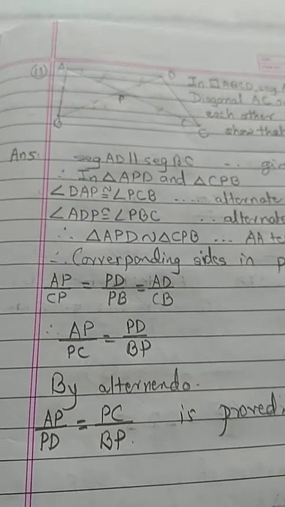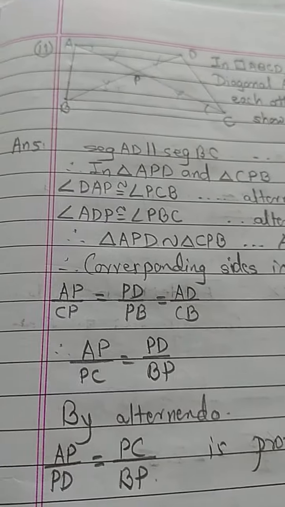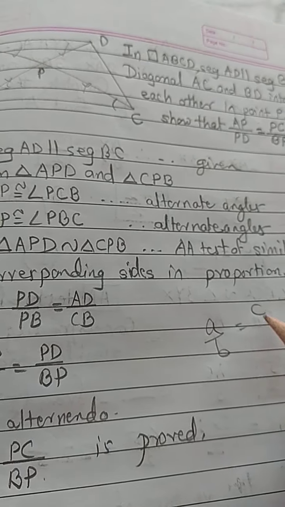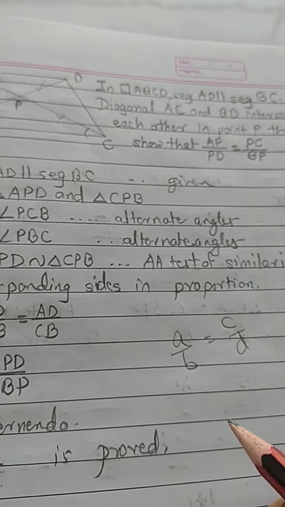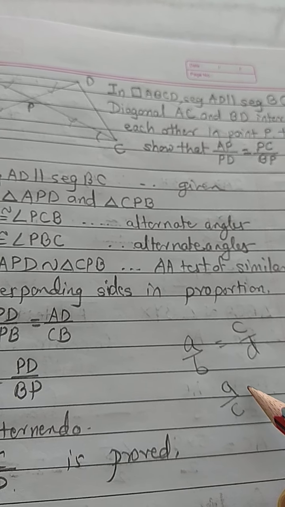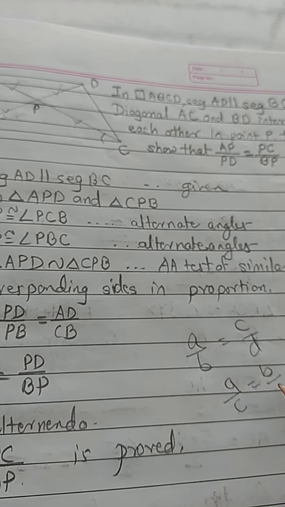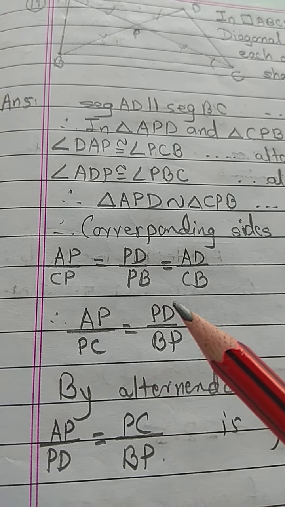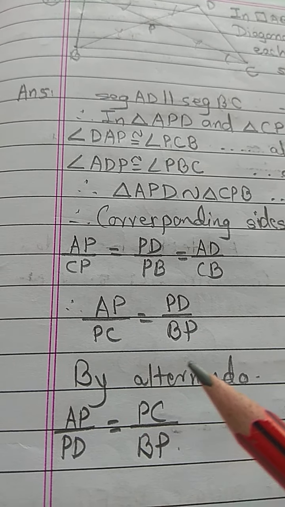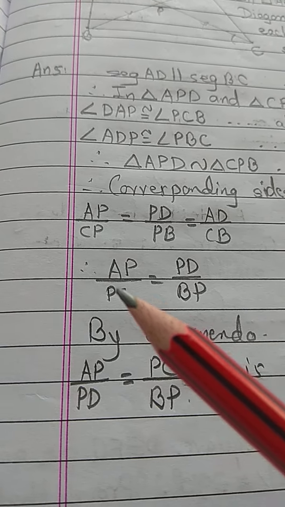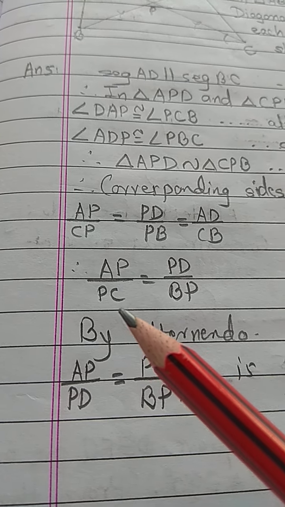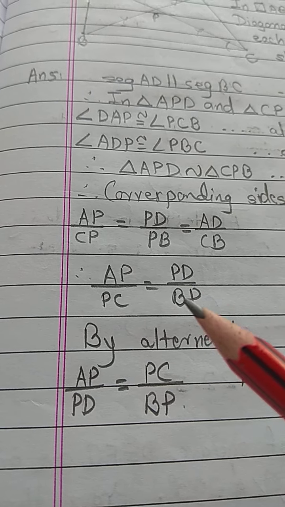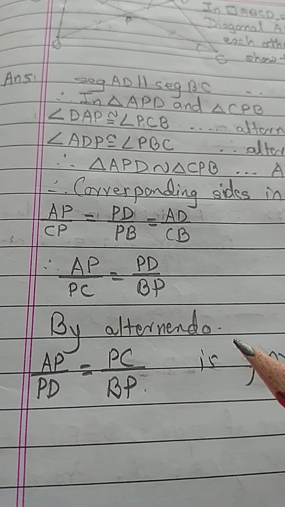By alternando. What is alternando? If A upon B is equal to C upon D, then by alternando we can write A upon C is equal to B upon D. That means numerator upon numerator should be equal to denominator upon denominator. So AP upon PD should be equal to PC upon BP by alternando.